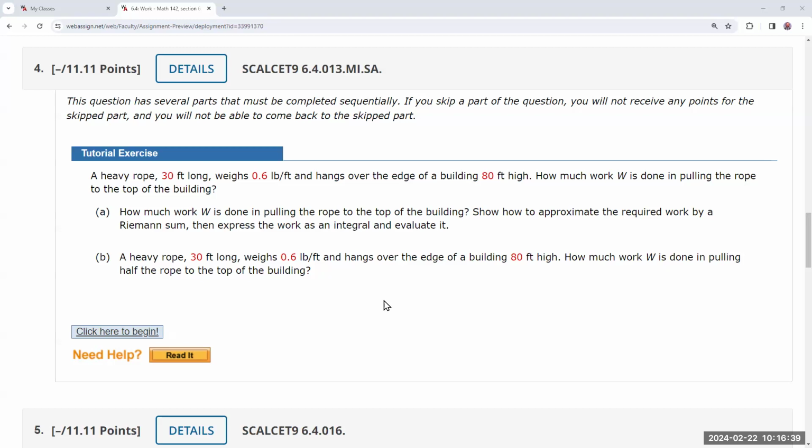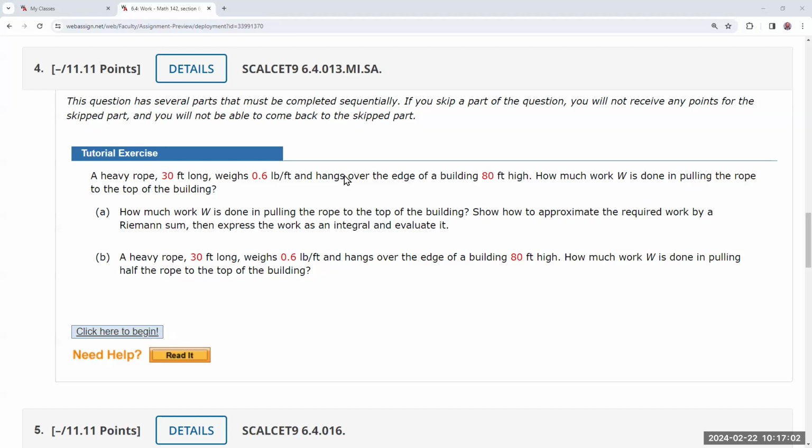And then you have to figure out how far that little bit of rope has to be pulled. If you view the top of the rope as y equals 30 and the bottom of the rope as y equals 0, then that little bit of rope would have to be pulled a distance of 30 minus y, right? Because if we were down at the bottom of the rope at y equals 0, we'd have to go 30 feet.